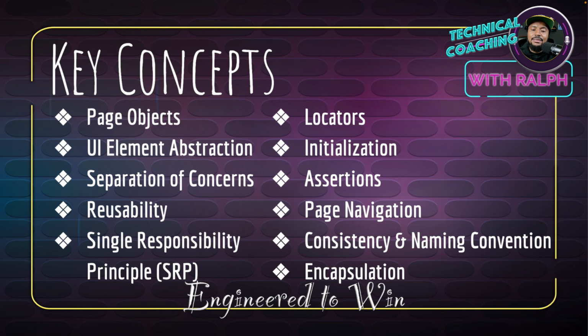And lastly, encapsulation is another key concept of the page object model, because you do not want everything to be exposed. You want only the things that are necessary to be exposed to actually be exposed. All right.